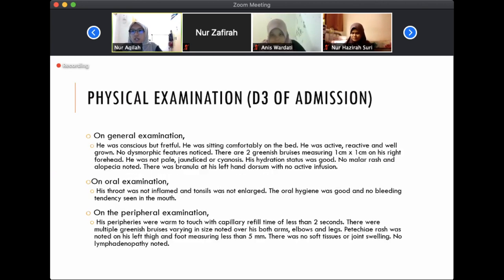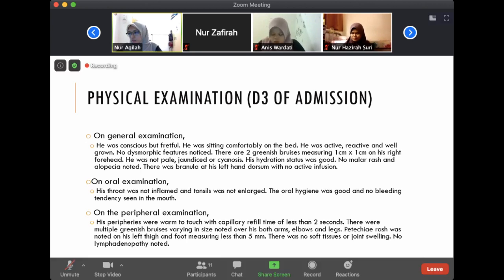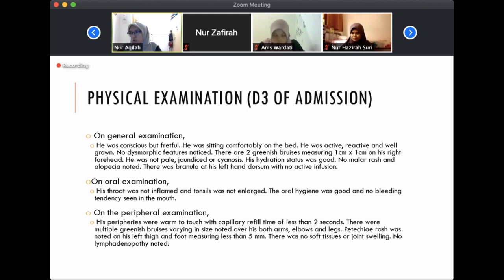Then for physical examination, it was done on day 3 of admission. On general examination, he was conscious but fretful. He was sitting comfortably on the bed, active, reactive, and well-grown. There was no dysmorphic feature noticed, and there are 2 greenish bruises measuring 1 × 1 cm on his right forehead.